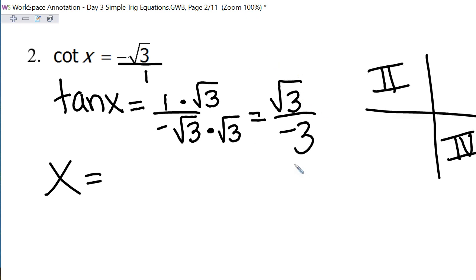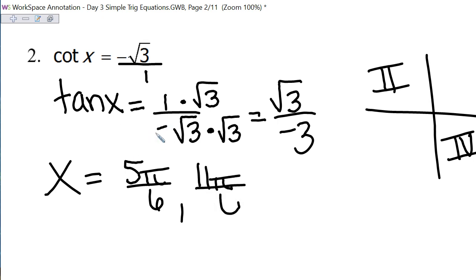So the reference angle is pi over 6. What would that angle be in quadrant 2? 5 pi over 6. And what would the angle be in quadrant 4? 11 pi over 6. So 5 pi over 6 and 11 pi over 6.